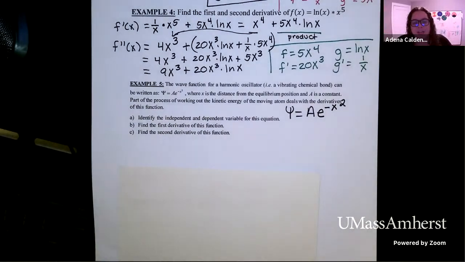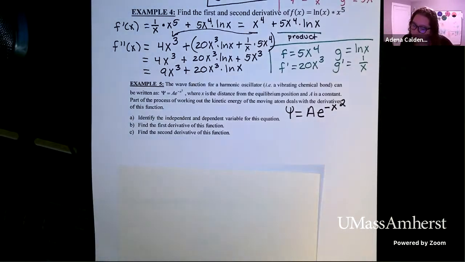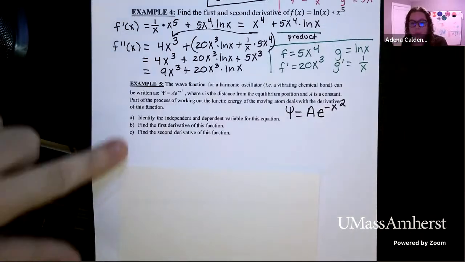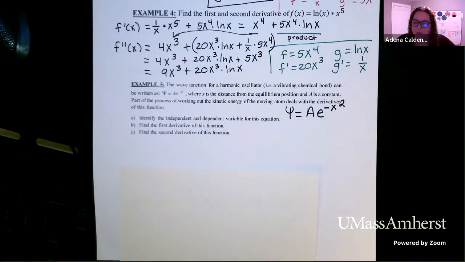And then part C is to find the second derivative of this function. Well, in order to go from the first derivative to the second derivative, you could probably guess we're going to end up needing a product rule. Okay, so we want to just work through these different pieces. Again, even if we don't know what a harmonic oscillator is, we should be able to look at a function and answer these types of questions just based on the structure and what's given in terms of the setup.